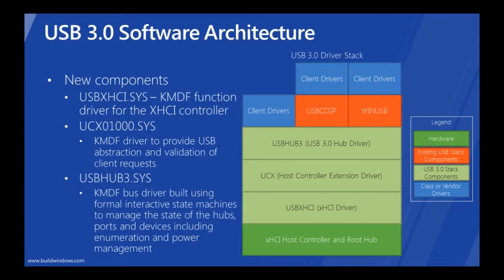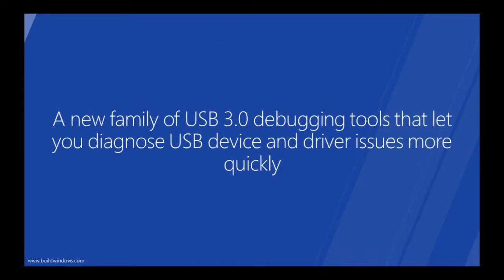Then the third component is the USB Hub 3 driver, whose responsibility is to enumerate hubs and devices on the bus. The other two inbox drivers shown in red are the existing USB CCGP driver and the WinUSB driver that are modified to leverage the new USB 3.0 features. The tools I mentioned previously can be used to analyze the activities going on in each of these drivers. I've introduced the new family of USB 3.0 debugging tools that will let you debug USB device and driver issues much more quickly.